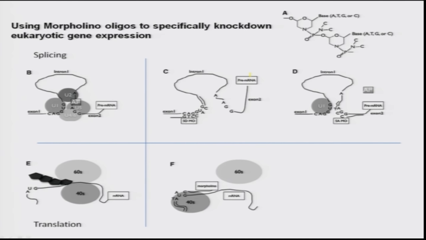What is known is that you must have studied in your textbook that when you have a gene which has multiple exons, the intron sequence should be removed. What is shown here is that proteins come and bind and then cleave the RNA such that the intronic region is removed. So, when you have morpholinos targeting the intron-exon boundaries, it would prevent the formation of the spliceosomes, the complex that helps in the splicing of the mRNA.